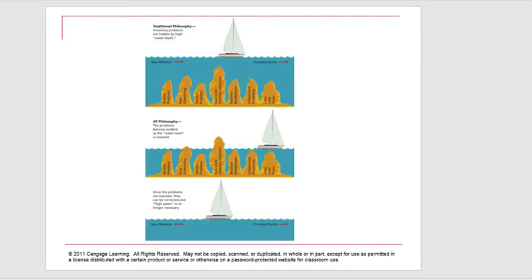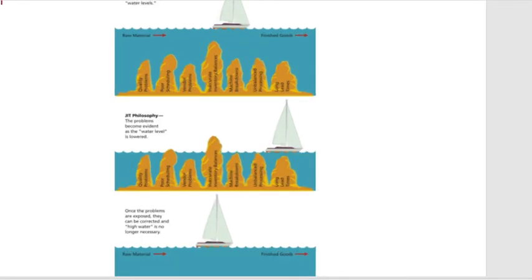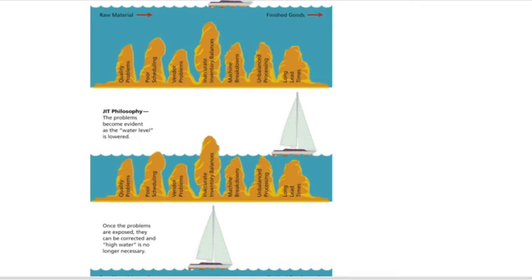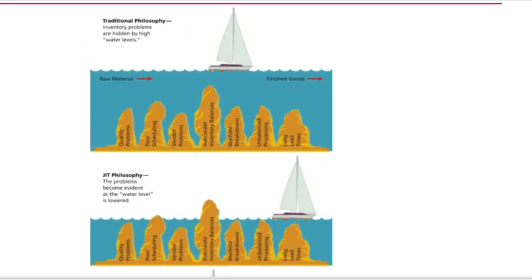So let us explain yung philosophy ng just-in-time system at yung philosophy ng traditional costing. So let us analyze this. Doon ka, tingnan mo yung upper panel ng figure. Ang sinasabi dito, under the traditional philosophy, inventory problems are hidden by high water levels. So, smooth sailing siya. Ano ba yung mga inventory problems na sinasabing hidden? The quality problems, the poor scheduling, the vendor problems, inaccurate inventory balances, machine breakdown, unbalanced processing, and long lead times.